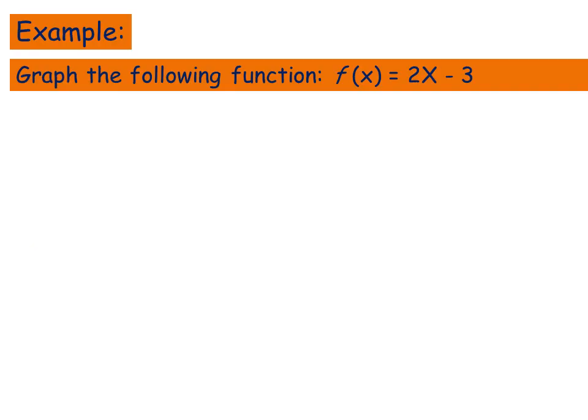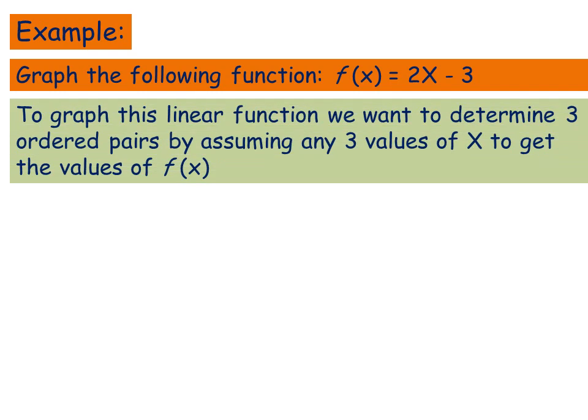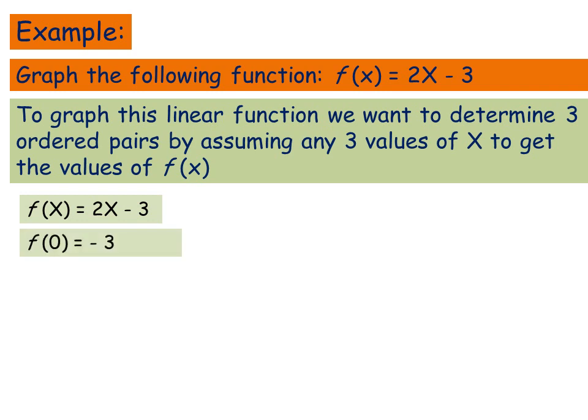Okay. Now, how can I do that? Let's explain that from this example. In this example, you want me to graph the function f(x) = 2x - 3. To graph this linear function, we want to determine three ordered pairs by assuming any three values of x to get the values of f(x), the images of these three values. So I have the function rule, which is 2x - 3, and I will assume f(0), so it will be 0 - 3, so it will be -3. So the first ordered pair will be (0, -3).